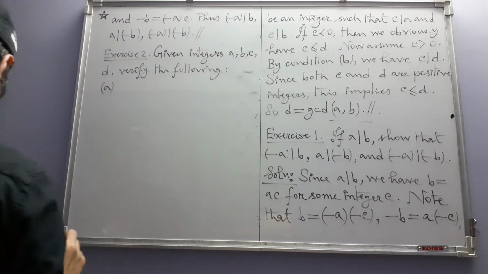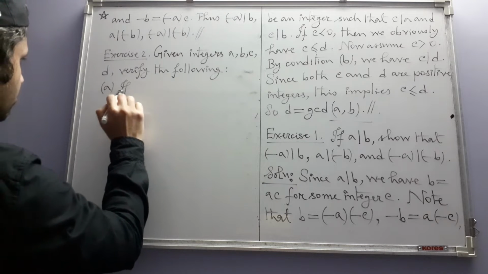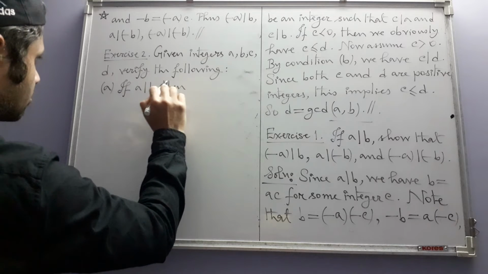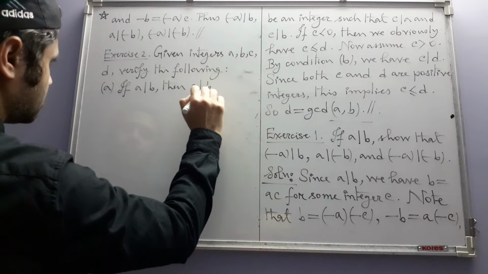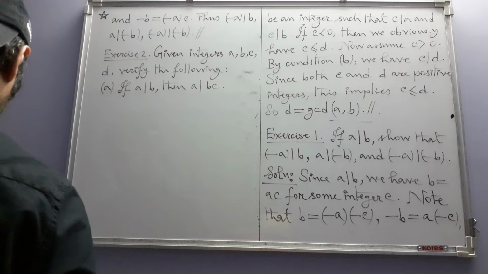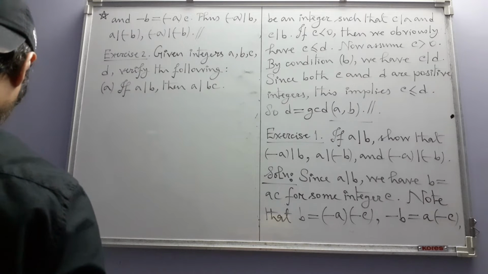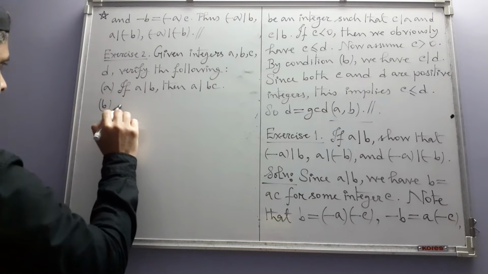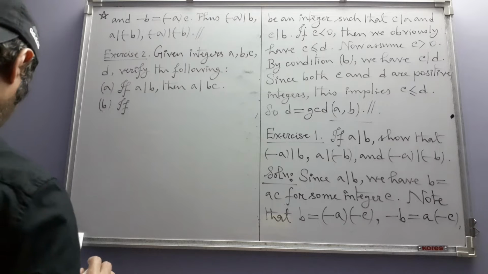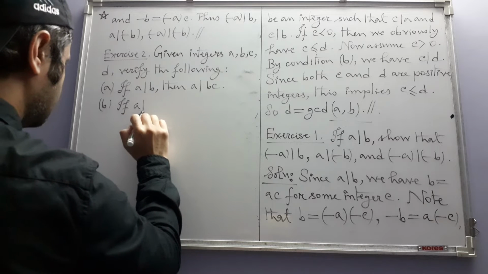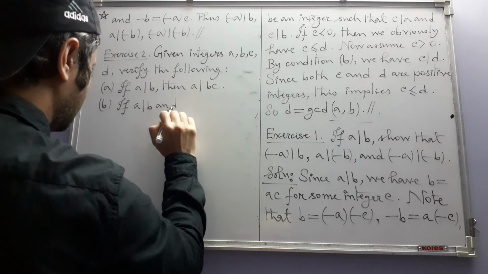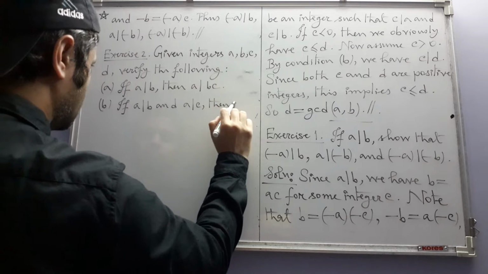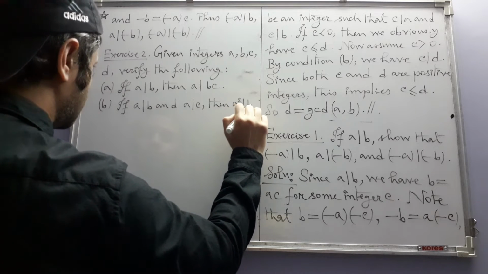Part A. If A divides B, then A divides BC. Part B. If A divides B and A divides C, then A square divides BC.